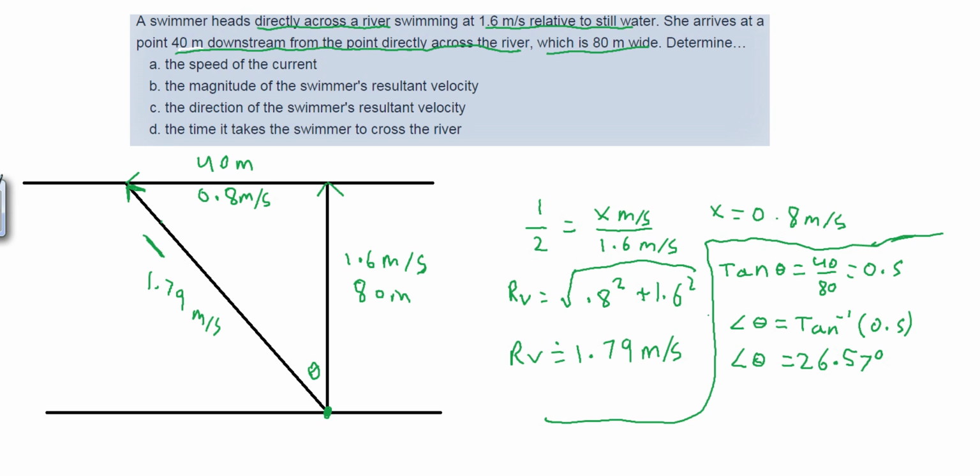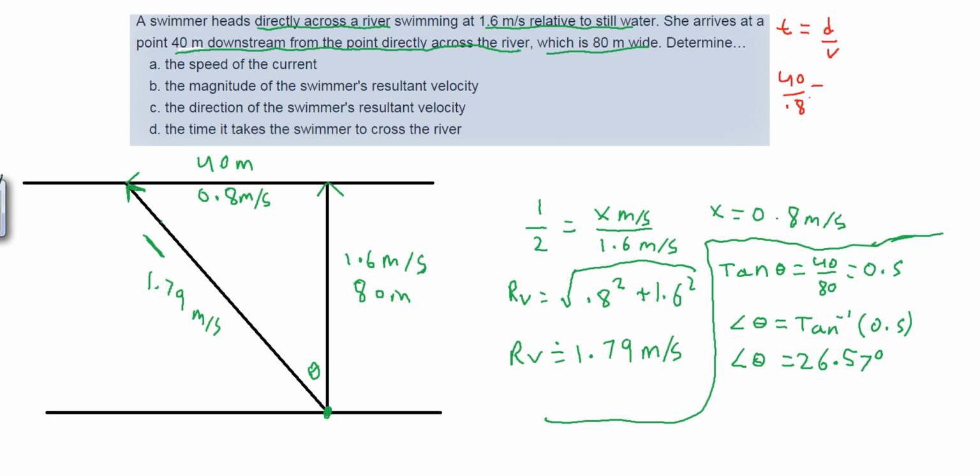Okay, now we need to find the time it takes the swimmer to cross the river. Okay, I'm just going to go up in the corner now. Okay, so we know that time equals distance divided by velocity. So we can use any side to calculate the time. We could say the time equals 40 divided by 0.8 because she traveled 40 meters at 0.8 meters per second.